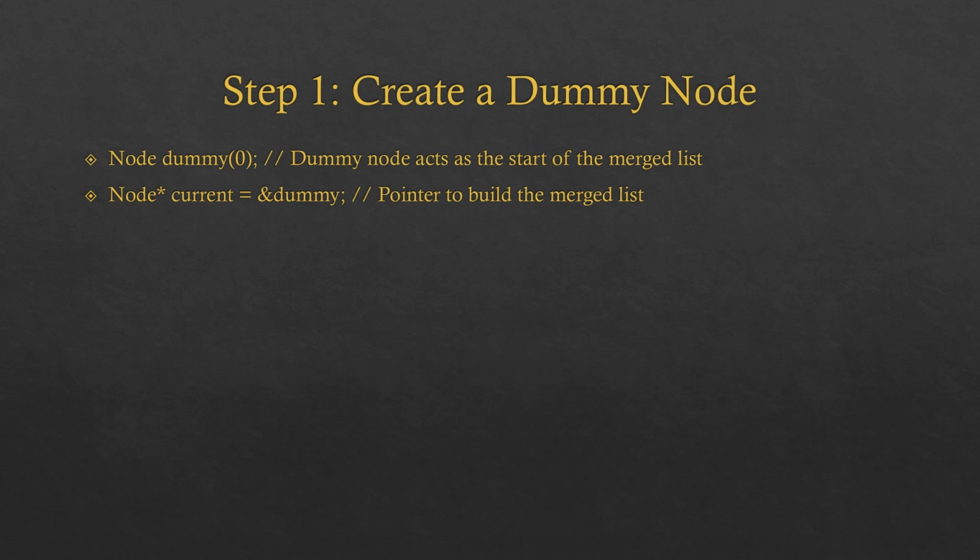We create a dummy node which acts as the starting point of the merged list. This helps us avoid dealing with edge cases when inserting the first node. We also set a pointer current to the dummy node to help us build the merged list as we go.